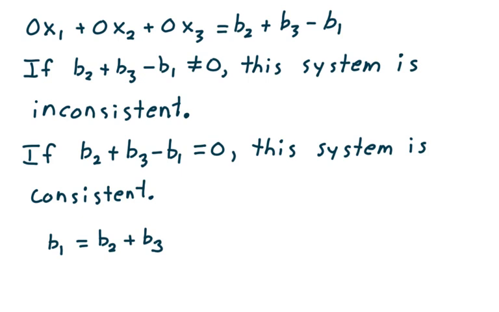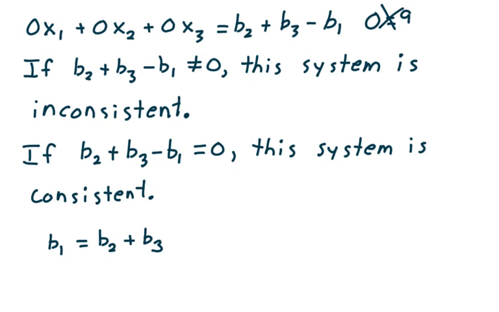Now, here's the deal. If b2 plus b3 minus b1 is not 0, this system is inconsistent. Because if you pick a number like 9, 9 is not 0. Can 0 equal 9? And the answer should be absolutely not. So it's an inconsistent system if b2 plus b3 minus b1 is not 0.